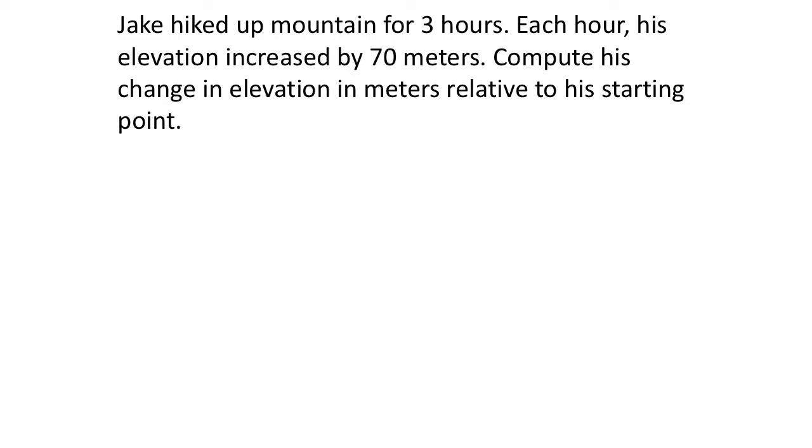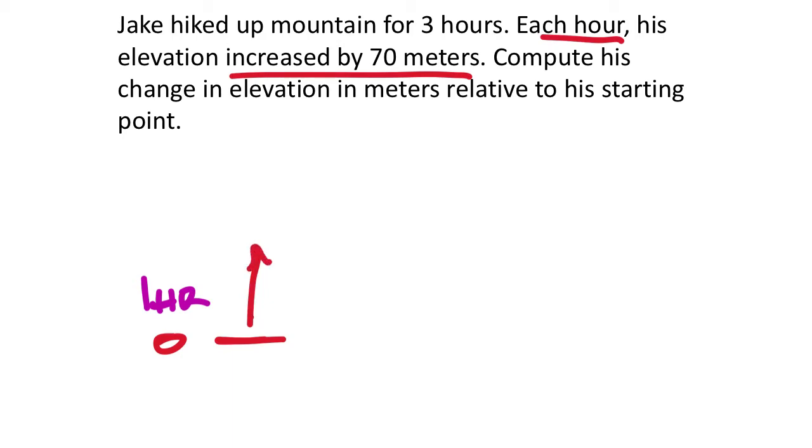All right, Jake hiked up a mountain for 3 hours. Each hour his elevation increased by 70 meters. Compute his change in elevation in meters relative to his starting point. All right, so it says each hour he's going to increase his elevation by 70 meters. So elevation means that here, we'll just say he starts at 0 meters, and then for 1 hour he's going to go up or increase his elevation by 70 meters, right? So that would be 1 hour right there.